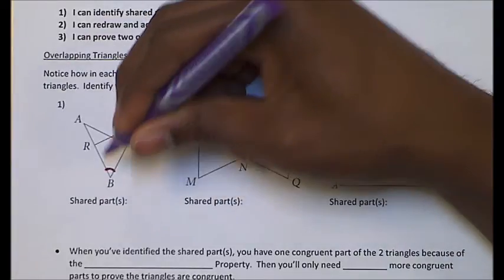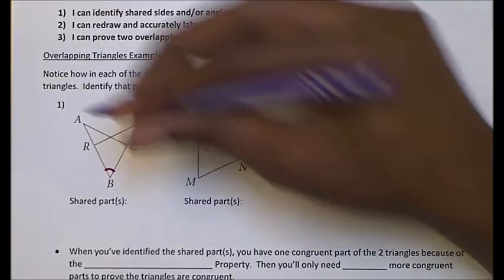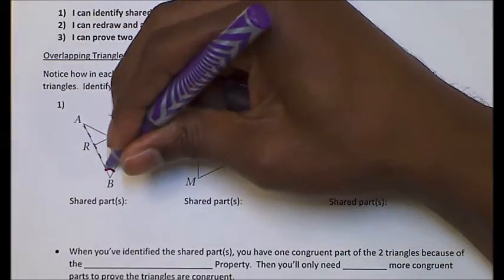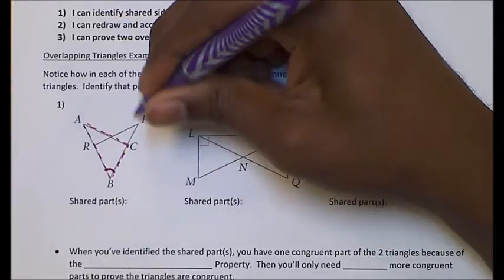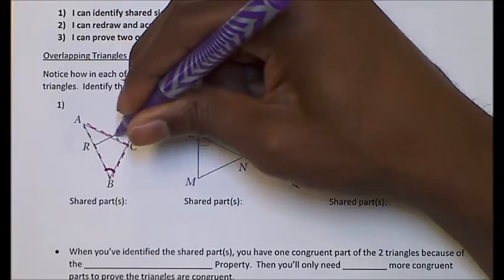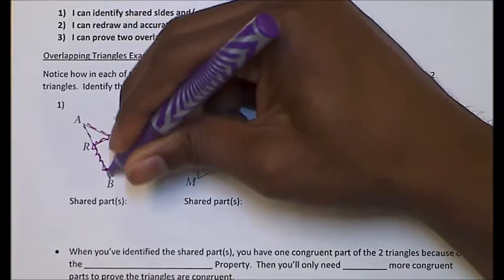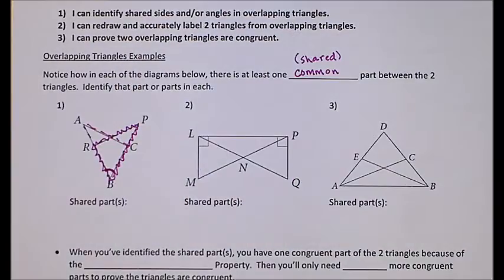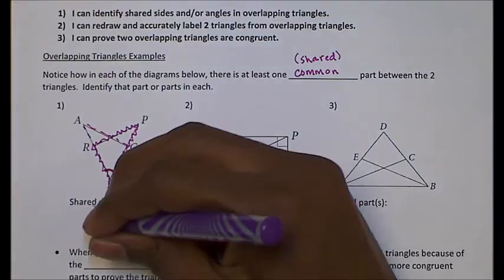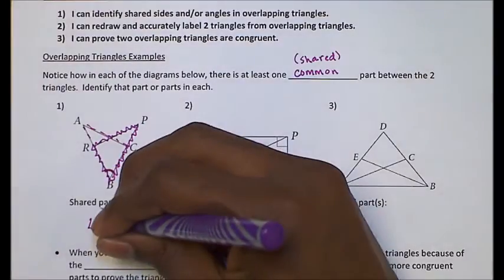Okay, this angle B. It's in ACB, and I'll just dash it because I have this color. Okay, it's also in PRB. See that? And that's the only part that's shared between both of them. So angle B is shared between both of them.